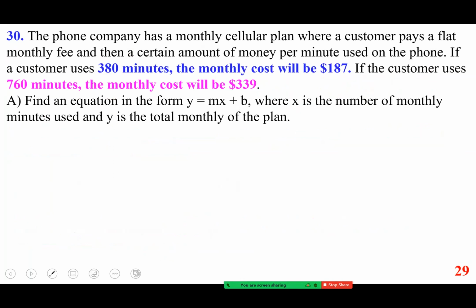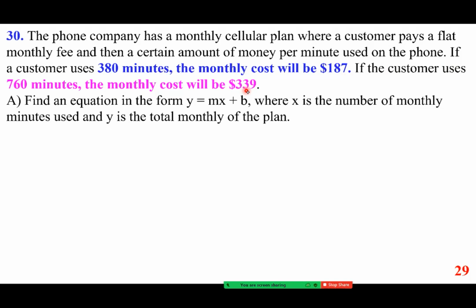The phone company has a monthly cellular plan where a customer pays a flat monthly fee and then a certain amount of money per minute used on the phone. If the customer uses 380 minutes, the monthly cost will be $187. If the customer uses 760 minutes, it will be $339.